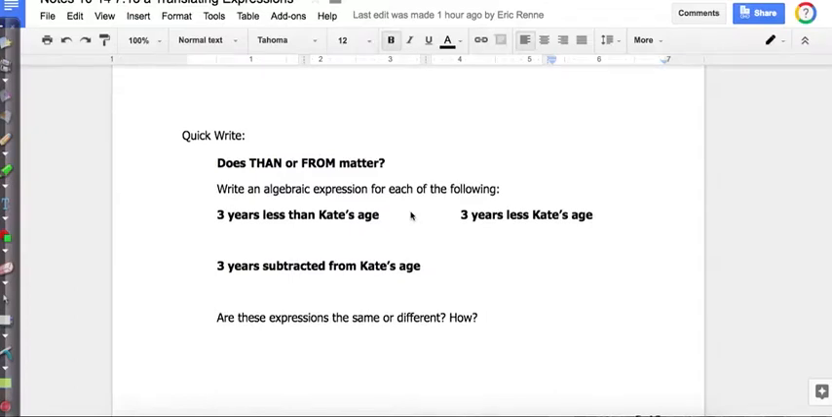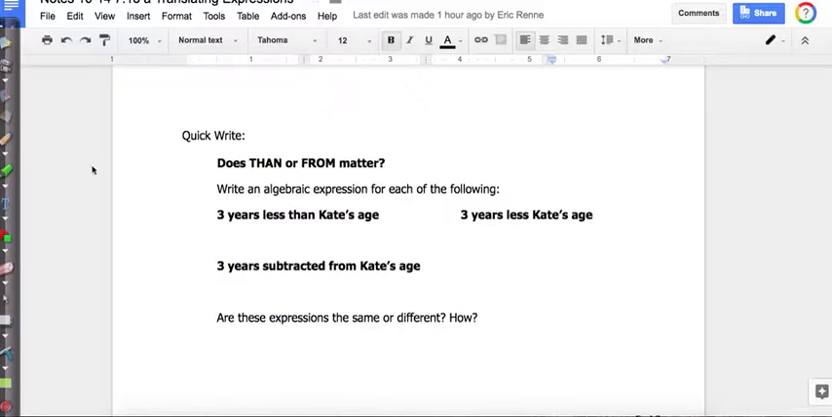Welcome to part 2 of my notes on translating expressions. So I'm at the bottom of page 12. Yesterday we looked at a chart of words that meant addition, subtraction, multiplication, and division, and we also looked at a couple of basic examples. Today we're going to look at some more difficult examples and then maybe some words that make the order change around.